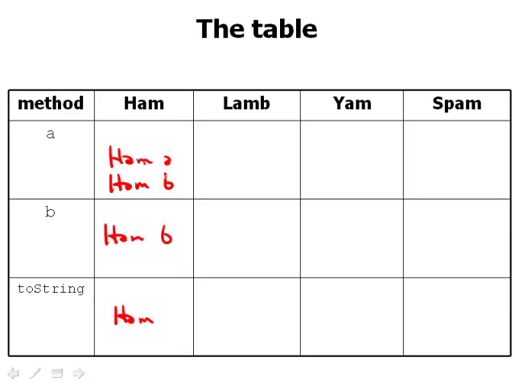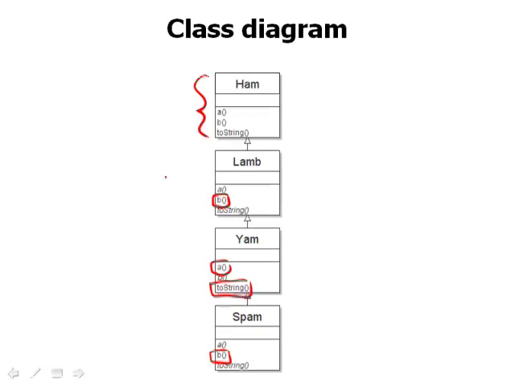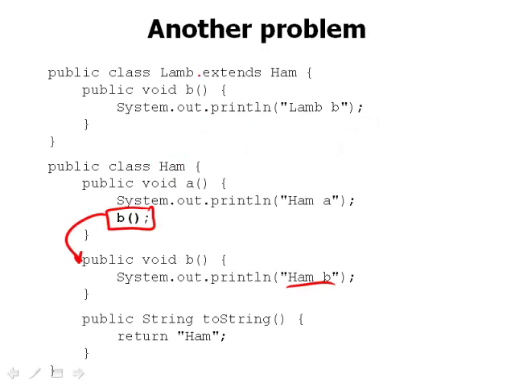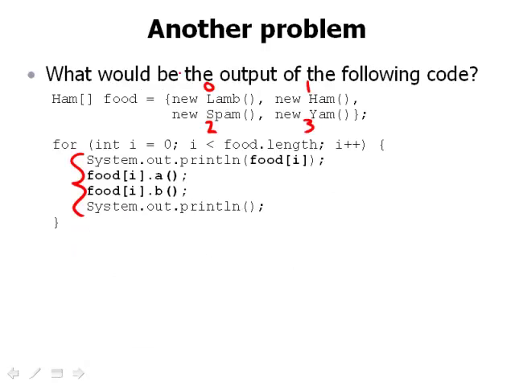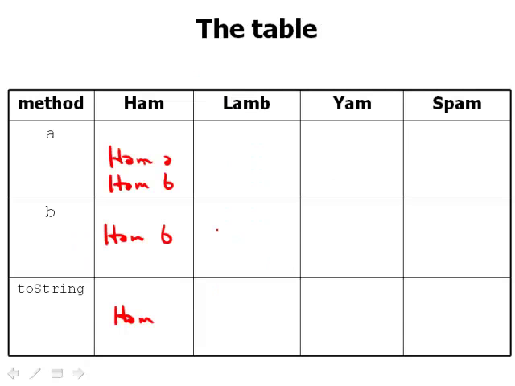That single call is going to print 2 lines of output. Okay, so now let's go back to the lamb again. Sorry about that. In the lamb class, we only added one method to the code. The lamb class added a B method that prints lamb B. So let's go fill that in right away in our table. So in the table, we'll write in lamb B. Now the other methods are inherited from the superclass, ham.